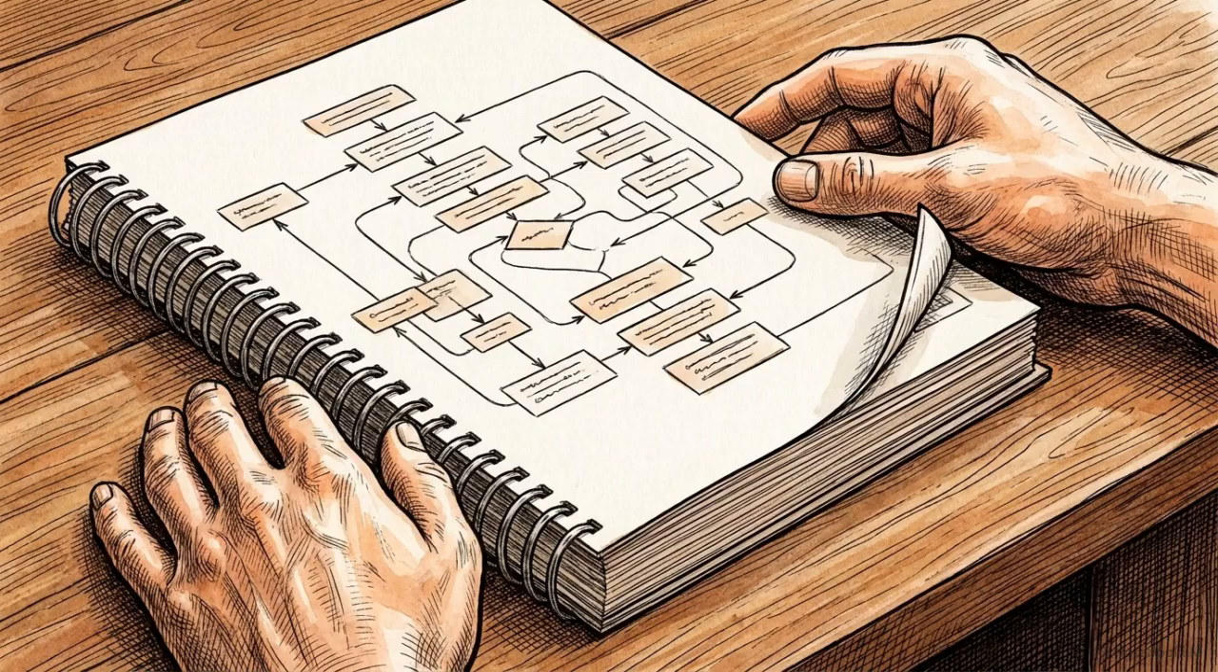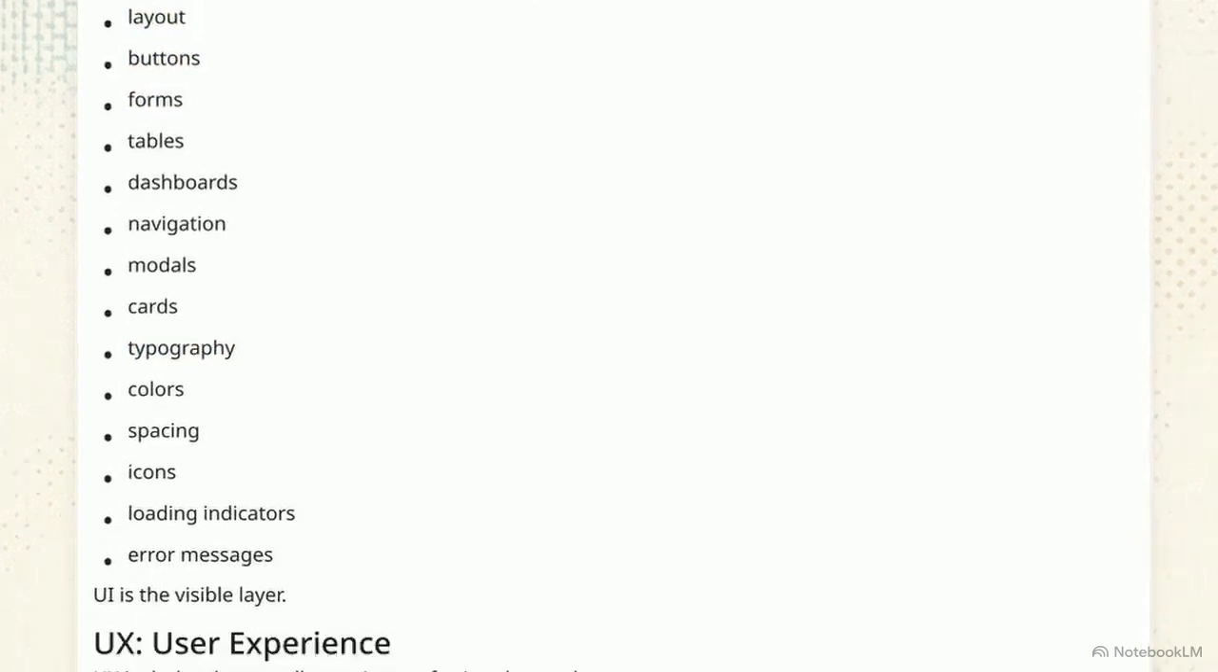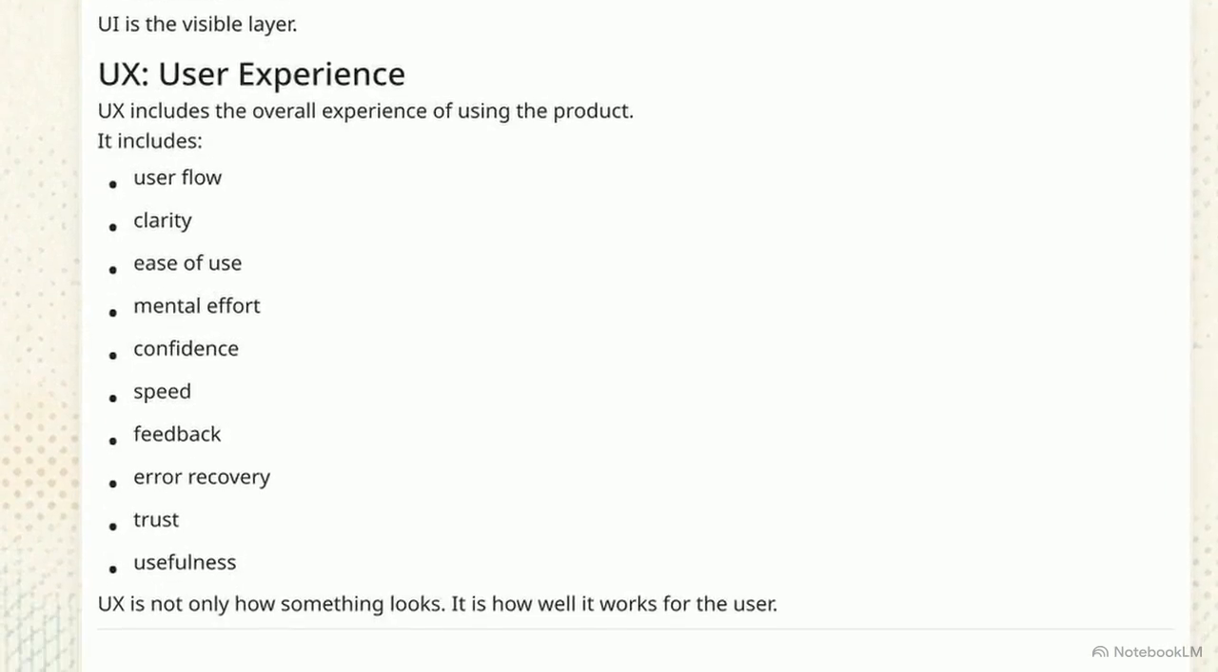To understand why this happens, look at this internal developer reference. It defines UI, or user interface, as the visible layer of the software. As shown in this list, it encompasses the layout, the buttons, the forms, and the typography on the screen. But look directly below that. UX, or user experience, is how well the product actually works for the person using it.